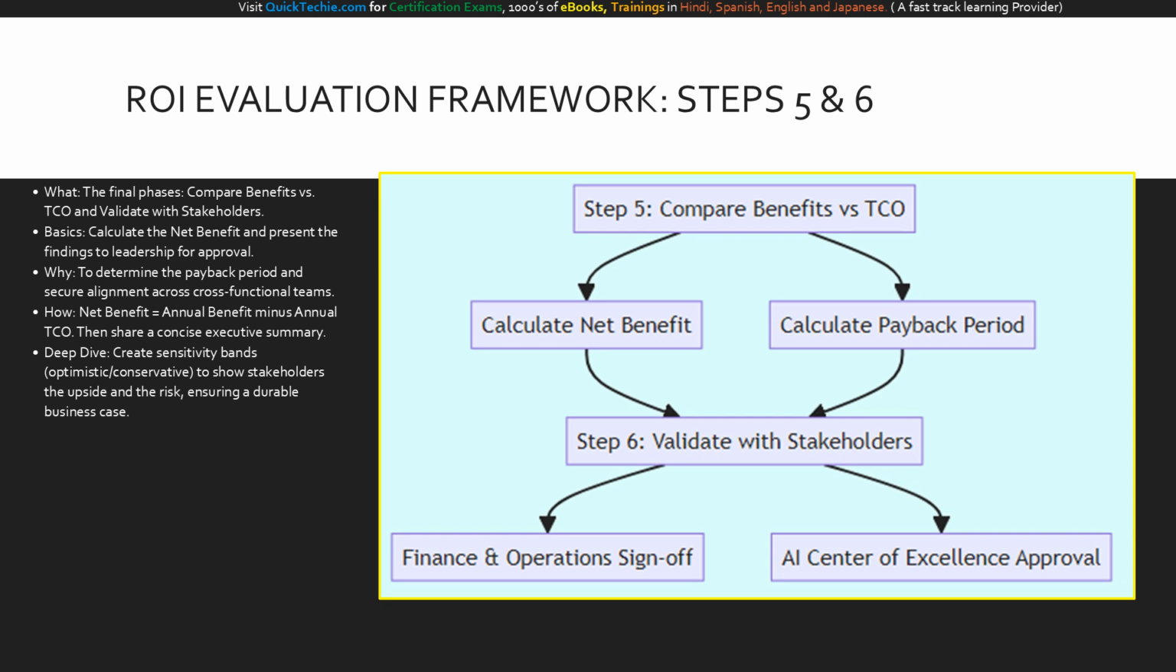How is the calculation done? The formula is simple. Net benefit equals your annual benefit minus your annual TCO. You then package this into a concise executive summary slide.